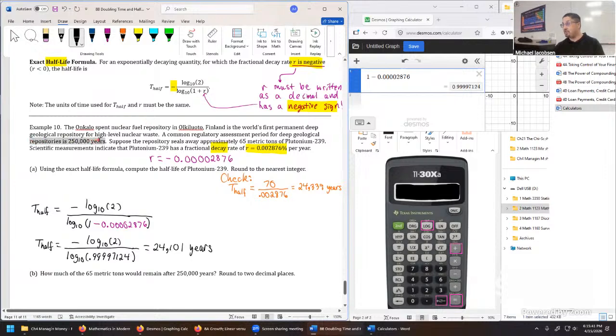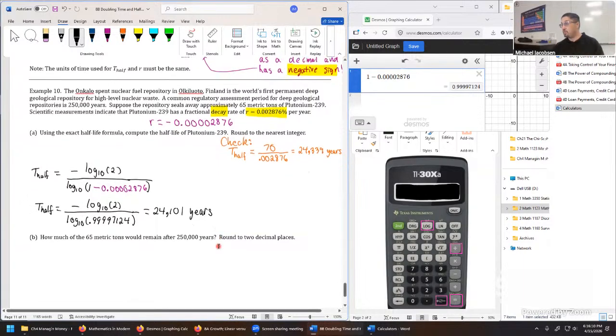This thing's rated to hold plutonium for 250,000 years. So we want to just wonder if the repository is successful, nothing happens, it doesn't crack open and leak out the plutonium, how much is left in 250,000 years, given that half-life of 24,101 years? So that's a pretty impressive what-if question. And here's how it would go.